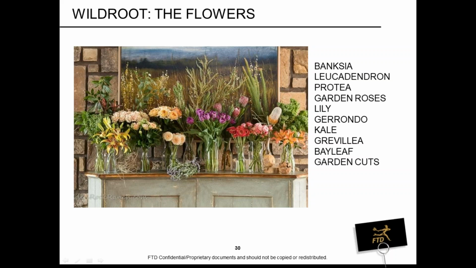Again, with the flowers, I mentioned the Banksia, all the different types of proteaceous material. Garden roses, there's a plethora of garden roses out there that work so well with this color palette. The specialty lilies, bicolor lilies, the gerondo, the dome-shaped multi-petal Guerrero daisy, kale, mentioned the produce. So those kinds of items being brought in, and garden cuts, like lavender, mint, herbs, some of those specialty items, again, that are going to set yourself apart and your design work apart from others.